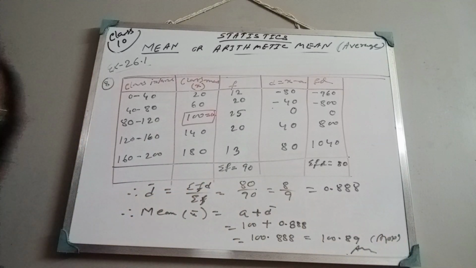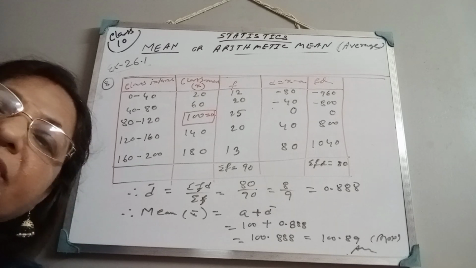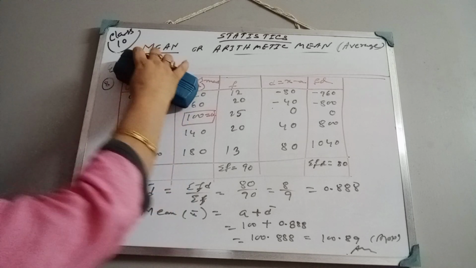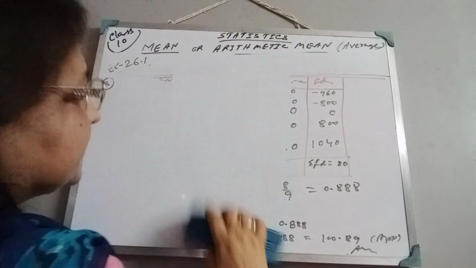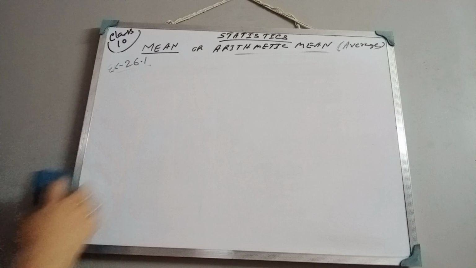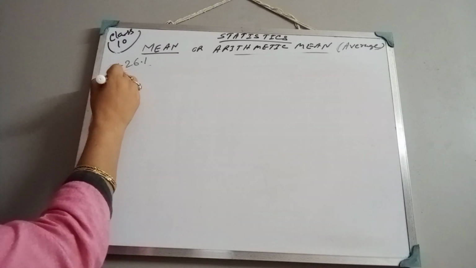Sum number 8 done. Next sum number 9. Step deviation method. Sum number 9. This is step deviation method. Okay, let's start.